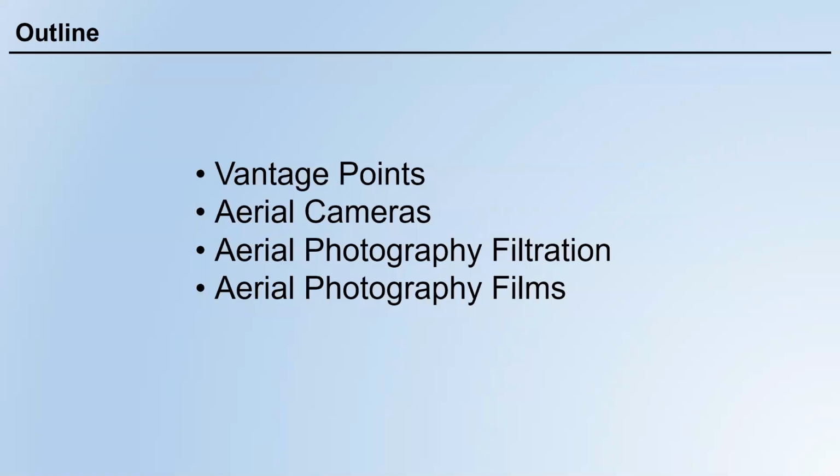So there are four parts in this lecture. I'm going to use three video clips to finish this lecture. The first video will include vantage points and also aerial cameras. And the second video will be about aerial photography filtration. We're going to talk about different color theories and how to apply them to make filters for aerial cameras. The last video clip will be about aerial photography films. We're going to talk about how to properly use different types of films to acquire images.